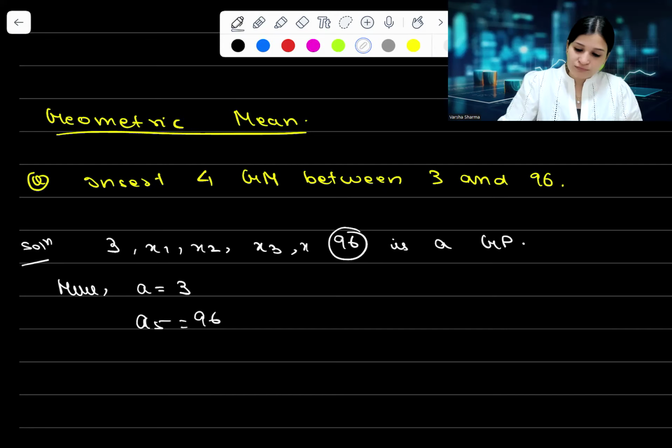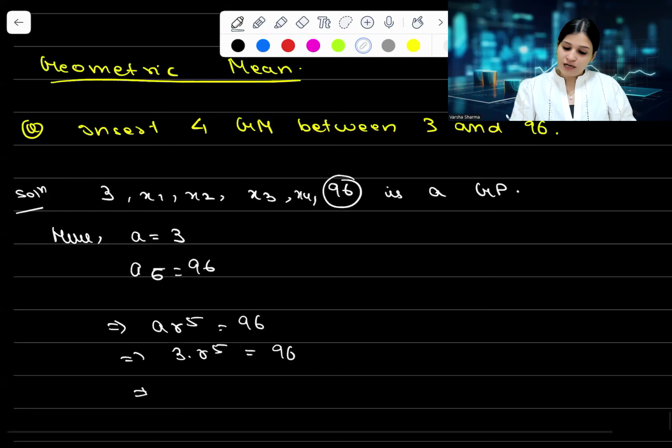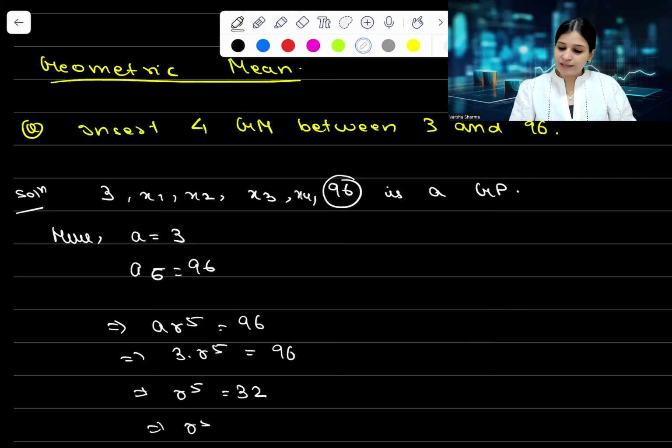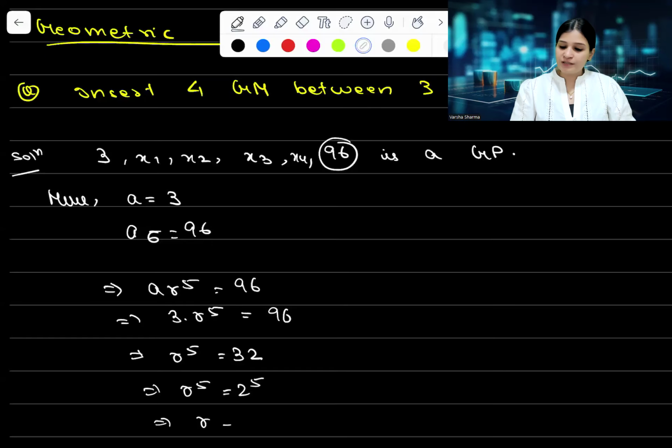Oh, there are four means, so this would be A6. A R power 5 is 96. Put the value of A. R power 5 is 32. So 32 can be written as 2 to the power 5. So our R would be 2.